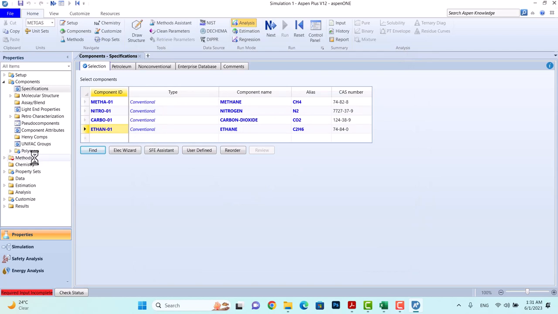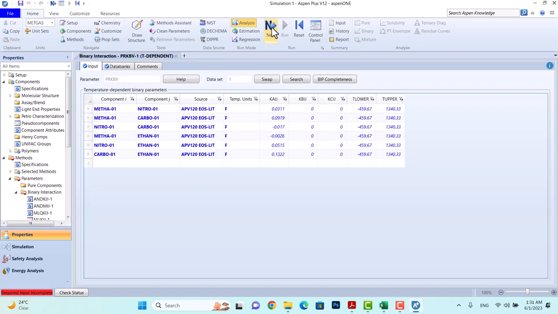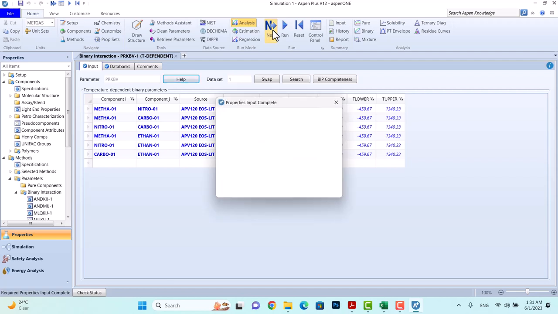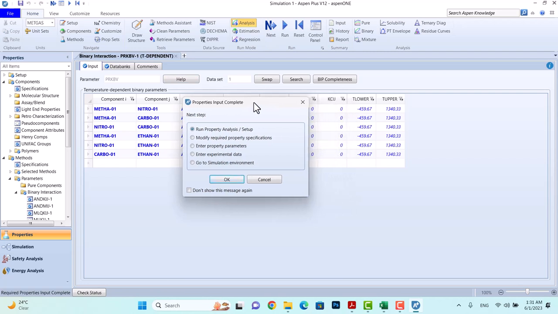Now I go to the methods to select the property methods. Peng Robinson is the most suitable one, and click next to check binary interaction values, and just click next. This property input window pops up, and I simply select go to simulation environment.